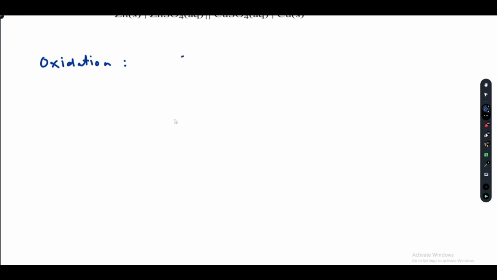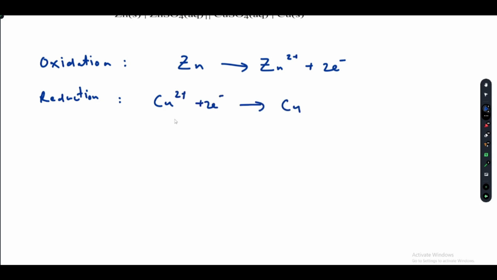So just writing that down for this particular reaction, we would have our oxidation half reaction to be Zn gives me Zn2+ plus 2 electrons, and the reduction half reaction would be Cu2+ plus 2 electrons, that gives me Cu.